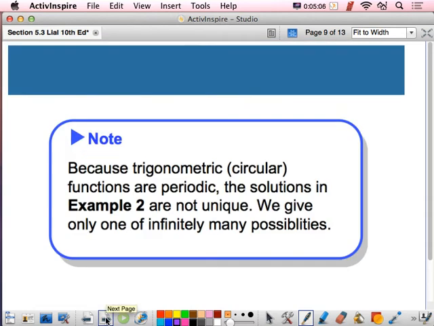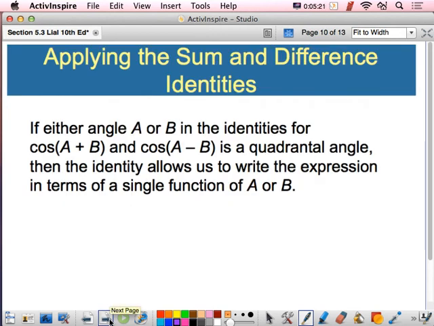Note, because trigonometric functions are periodic, the solutions in example 2 are not unique. We give only one of infinitely many possibilities. But we talked about that as we went. That's what you would use the coterminals to find the others. And that brings us to another slide that doesn't have a problem on it.